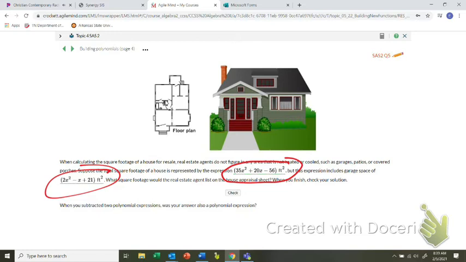All right, what did they first tell us? Real estate agents do not include what? Areas that don't include heating and air. Okay? And they gave some examples: garages, patios, covered porches. Well, this person, they got a garage. So if our total is at 35x squared, and our garage is at 2x squared, what do we need to do? We need to subtract because we don't want to include the garage, the 2x squared.